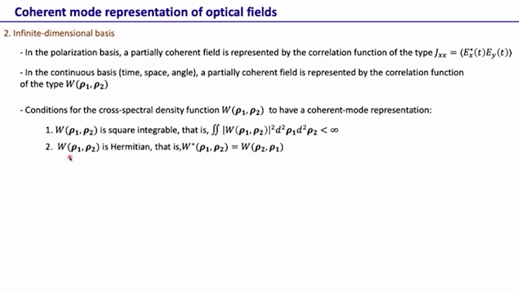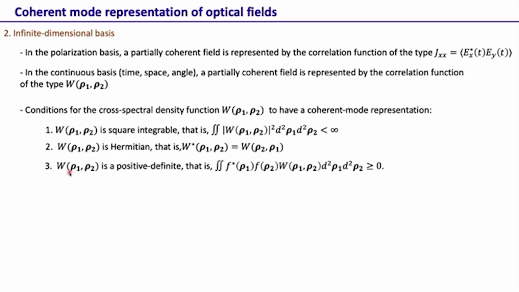The second condition is that the cross-spectral density function has to be Hermitian. Again, this is coming from the requirement that we are dealing with physical fields, and if it's a physical field, then of course the Hermiticity condition is always needed.